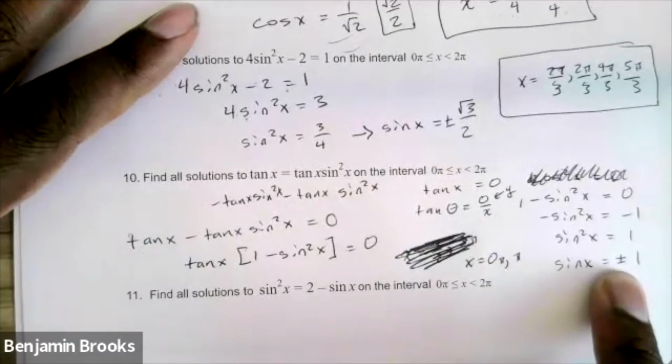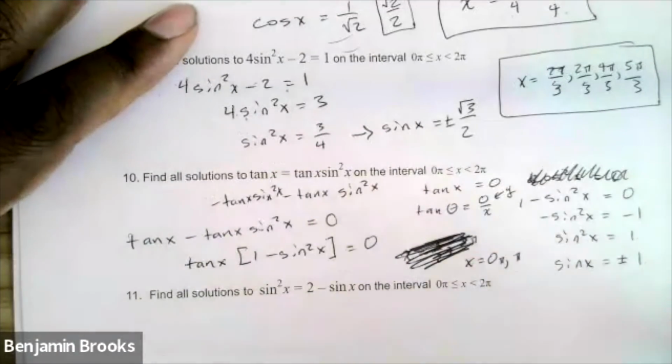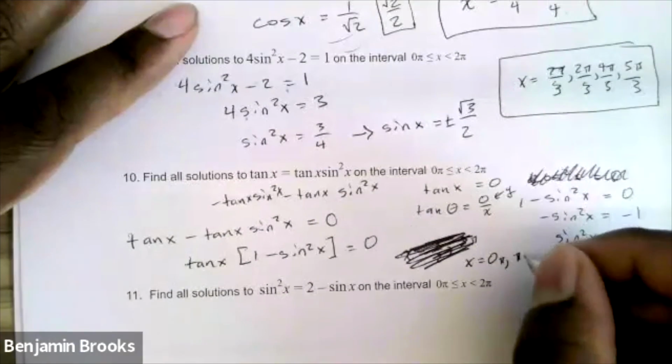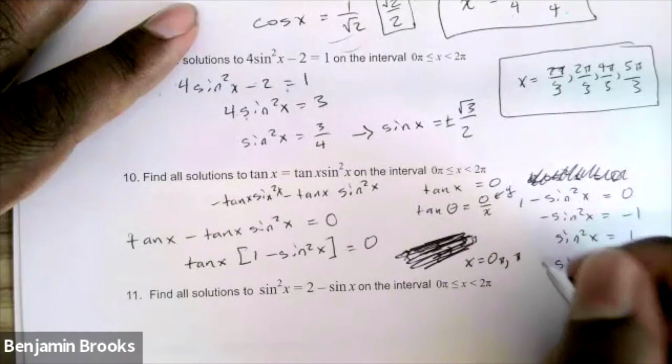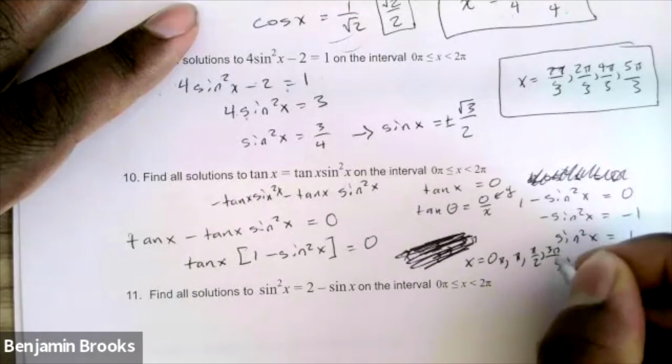Then we got sine x is equal to plus or minus 1. That's the 3 pi over 2 and negative pi over 2. So with pi over 2, 3 pi over 2.